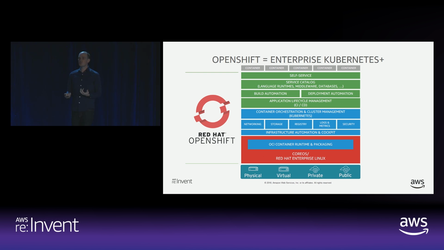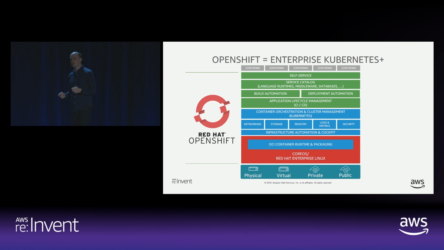Then you have the container orchestration that is managed for you by Kubernetes, and Kubernetes obviously being the de facto standard of container placement today. Application lifecycle management and CI/CD, all of that integrated in an out-of-the-box experience with AWS and OpenShift Container Platform.